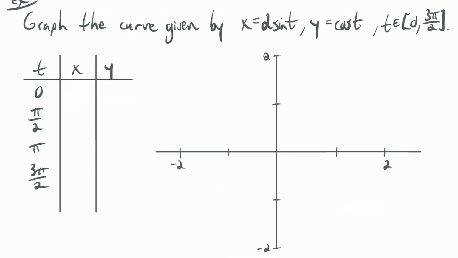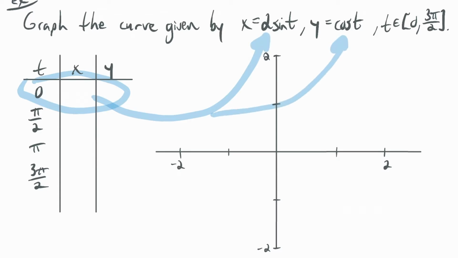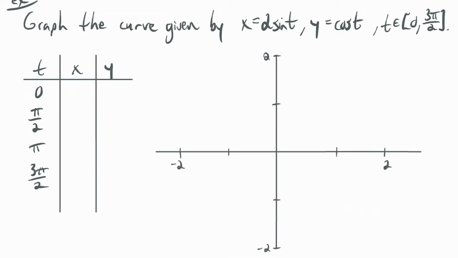Okay, so if I put in 0 for t, well, sine of 0 is 0, so x will be 0, and y will be 1. Cosine of 0 is 1, so 0, comma 1. So we're going to start out here at the top of what would be the unit circle, but I don't think we're going to get a unit circle here because of the 2.